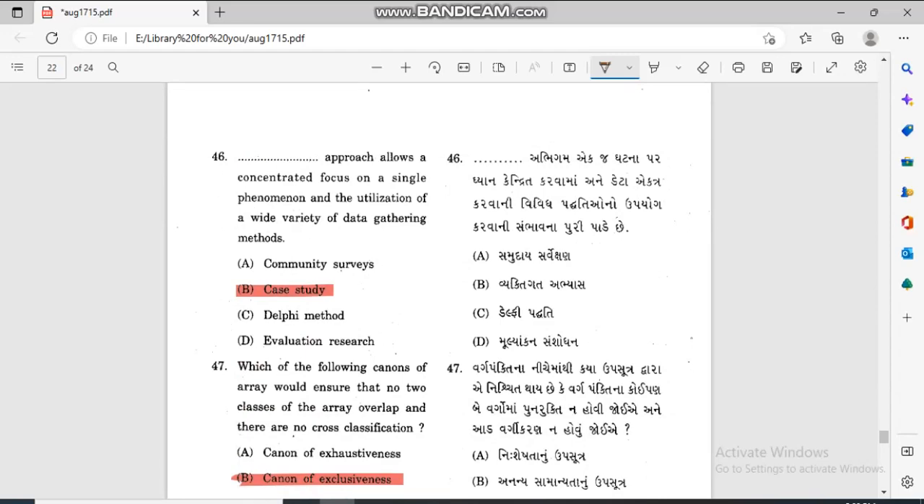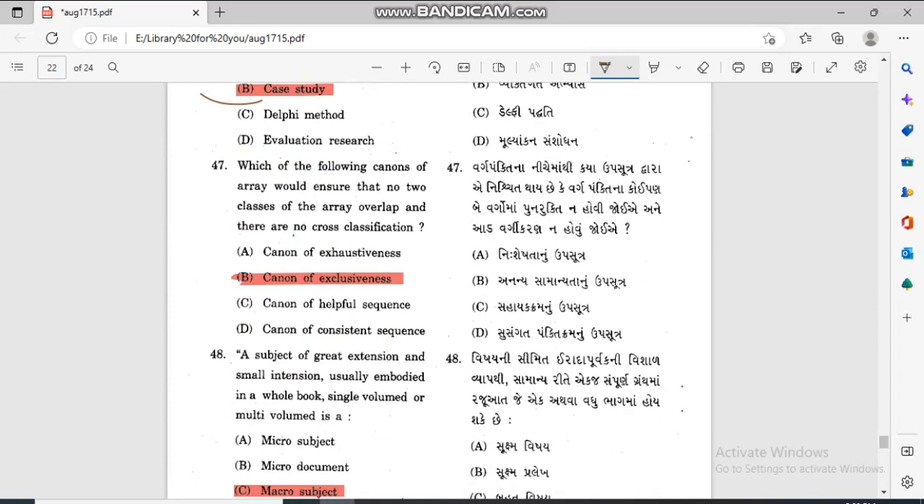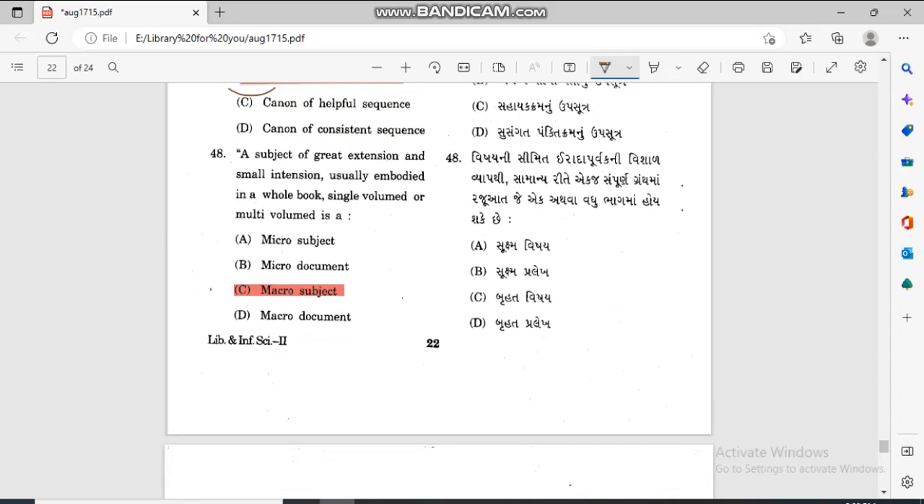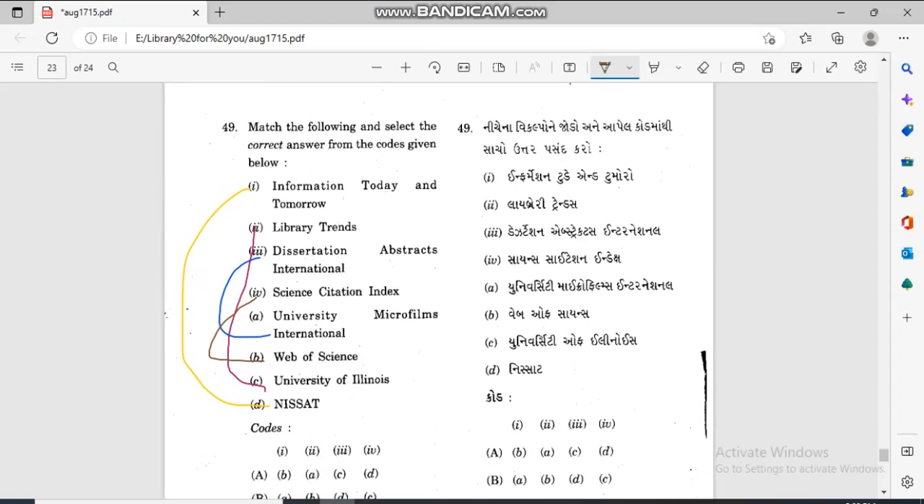Blank approach allows a concentrated focus on a single phenomenon and the utilization of a wide variety of data gathering methods is known as case study. Which of the following canons of array would ensure that no two classes of the array overlap and there is no cross classification? Canon of exclusiveness. A subject of great extension and small intension, usually embodied in a whole book, single volume or multi-volume, is a macro subject.